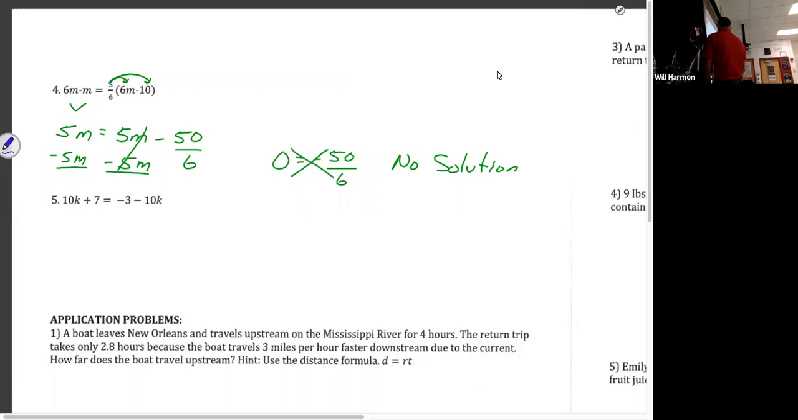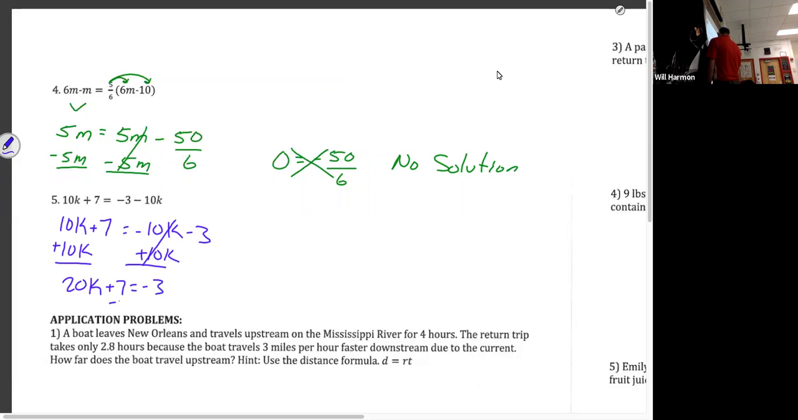Number 5. On the left-hand side, I have 10k plus 7. On the right-hand side, I'm going to write the k's in front. I'm going to have negative 10k minus 3. So I'm going to go ahead and add 10k because that's smaller. That's going to give me 20k plus 7 equals negative 3. Minus 7 gives you 20k equals negative 10. Divide by 20. k equals negative 1/2.